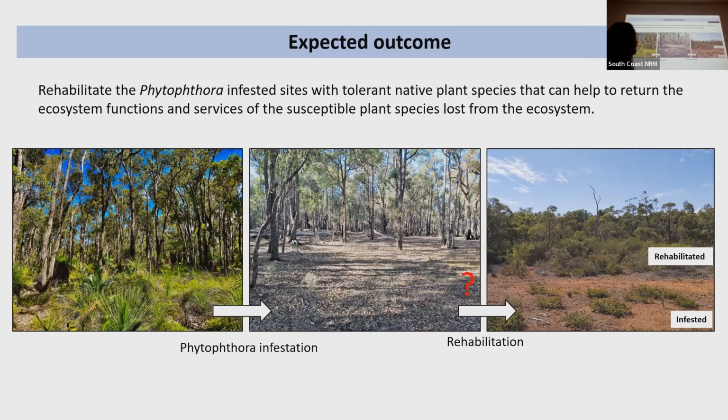The ultimate aim of my research project is to replace lost susceptible species with native tolerant species so they can help to return lost ecosystem functions. Hopefully this research will be the beginning of this journey and we will be able to get a rehabilitated site like this in the future. Thank you very much.